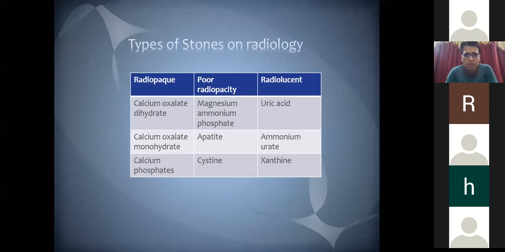Well, you must be familiar of these few of these stones. The most common are the calcium oxalate stones, which are radio-opaque. So make it very clear what is radio-opaque and radiolucent. Those stones which can be seen on simple X-rays are radio-opaque, and those which cannot be seen on the simple X-rays are radiolucent stones. So calcium oxalate, calcium phosphate stones are mostly radio-opaque, which can easily be seen. And the uric acid and ammonium urate are the radiolucent stones, which cannot be seen on X-rays at all. And there are a few poor radio-opacity stones. Among them, there are two common: magnesium ammonium phosphate, which is also called as struvite stones, and the cystine stones.